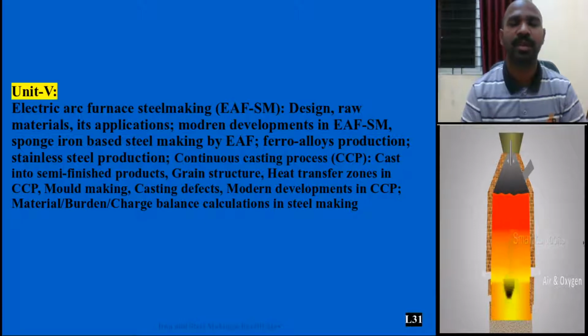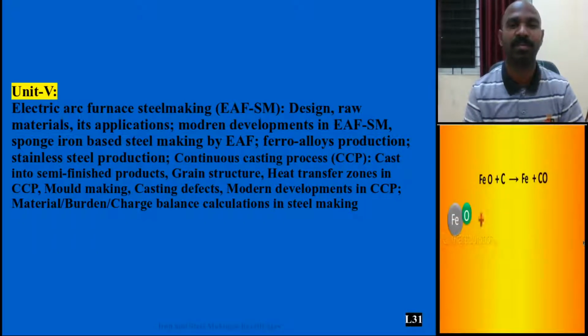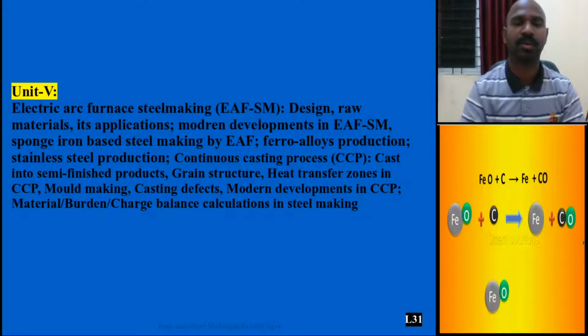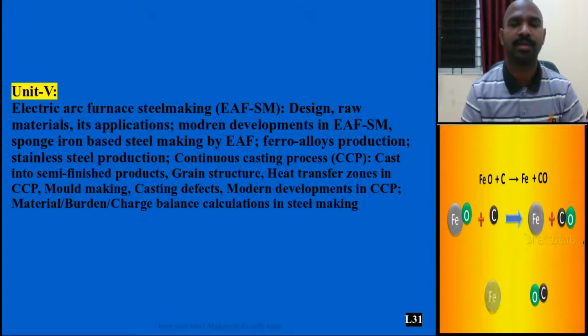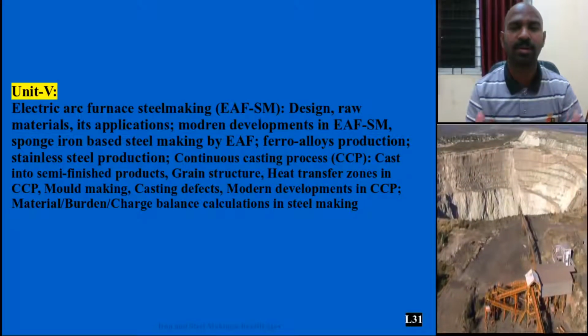All those things will be discussed. Continuing after LD converter steelmaking and electric arc steelmaking, the next step is the continuous casting process. You produce semi-finished goods by the continuous casting process. For that process, the cross section properties of the semi-finished product, grain structure and heat transfer zones will be discussed. What are the molding materials, what casting defects arise, and has any modern development taken place.